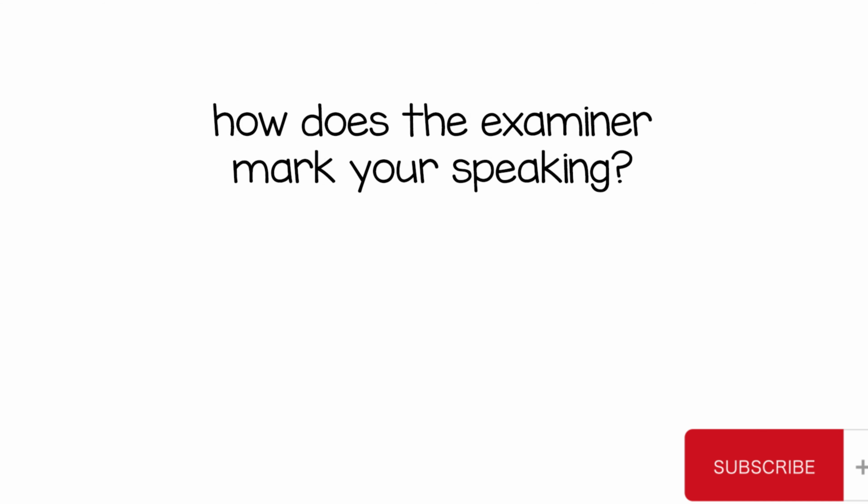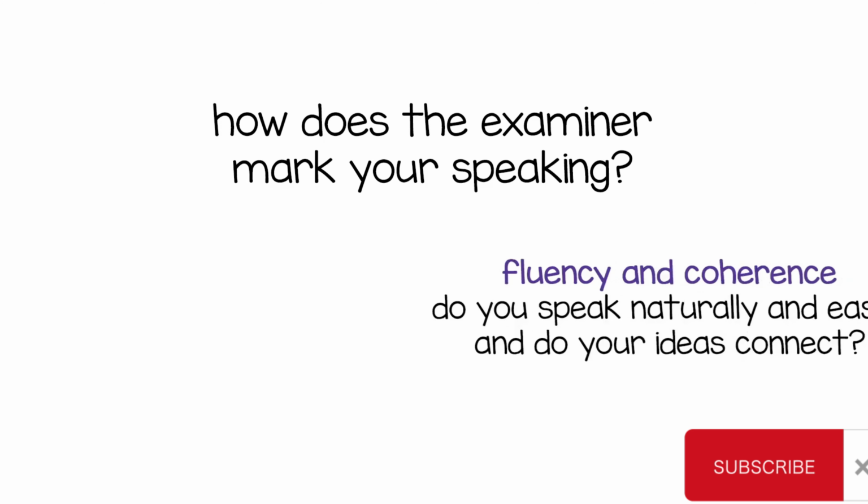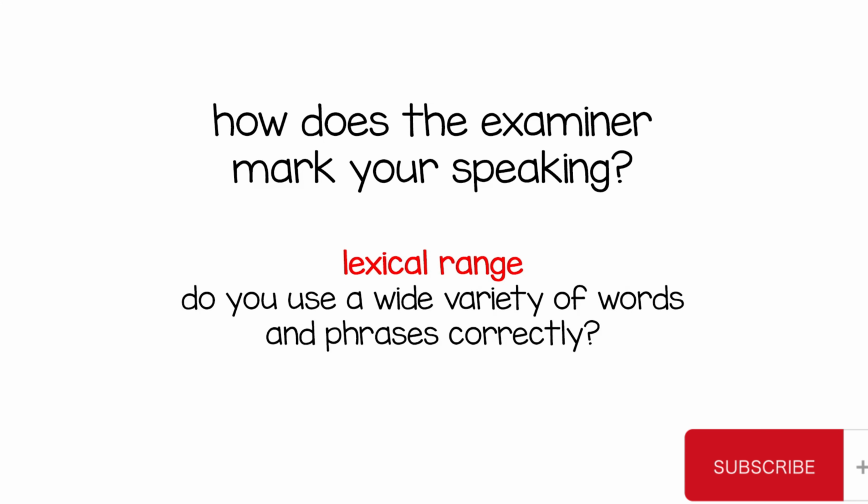So how does the examiner mark your speaking? There are 4 marking criteria and they are equally important. The first criterion is fluency and coherence, which means do you speak naturally and easily and do your ideas connect? Secondly, we have lexical range, which simply means vocabulary. Do you use a wide variety of words and phrases correctly?